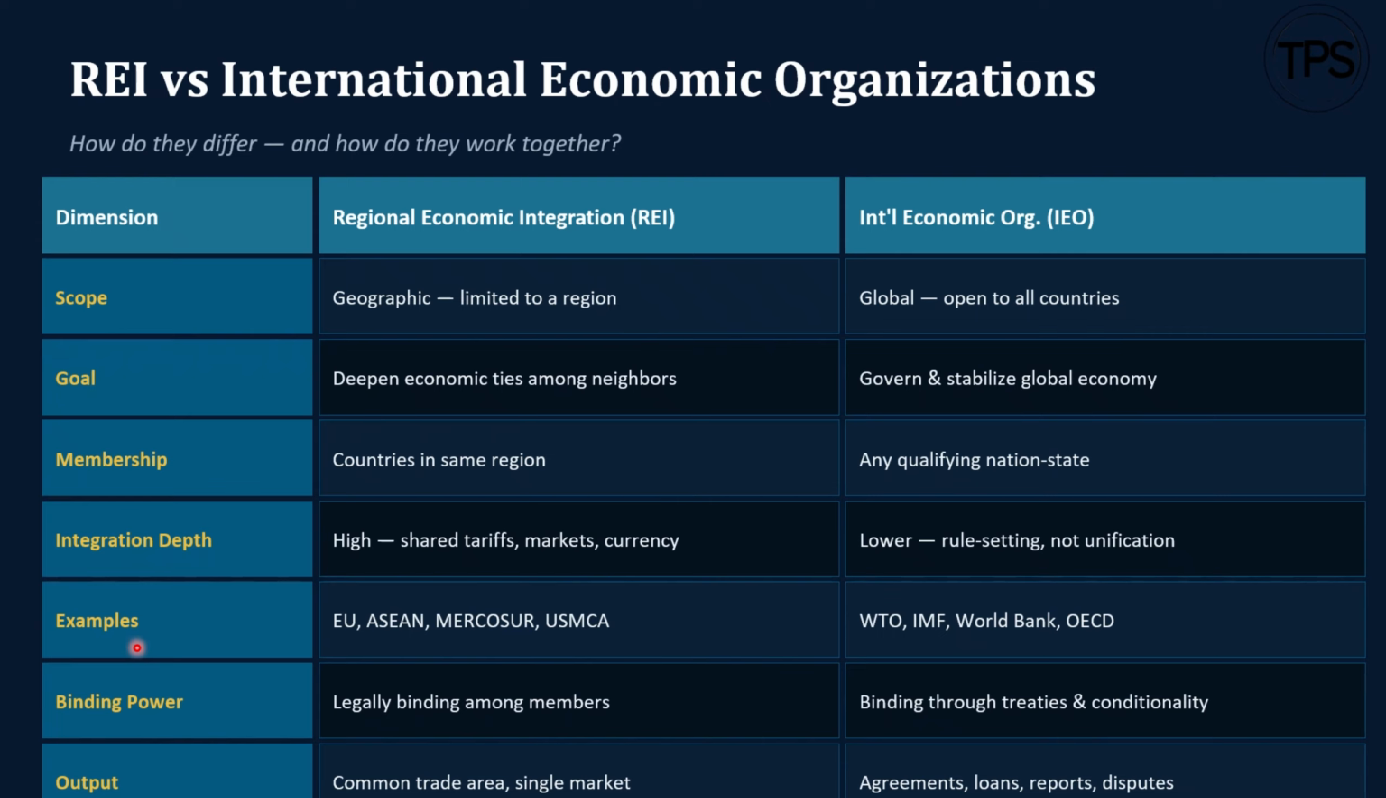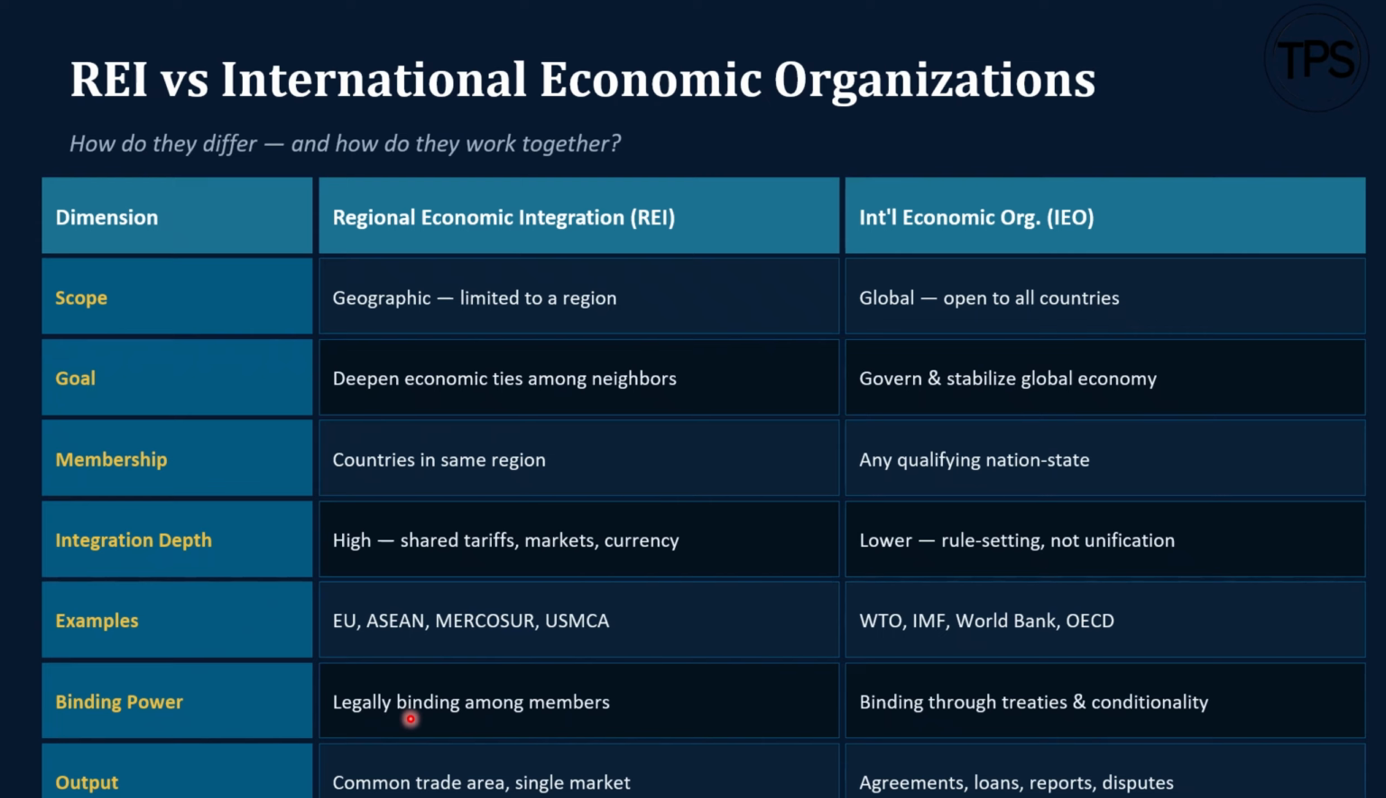Examples for REI are the EU, European Union; ASEAN, East Asian; MERCOSUR; and USMCA, United States, Mexico, and Canada. For IEOs, they are the World Trade Organization, International Monetary Fund, World Bank, and OECD.